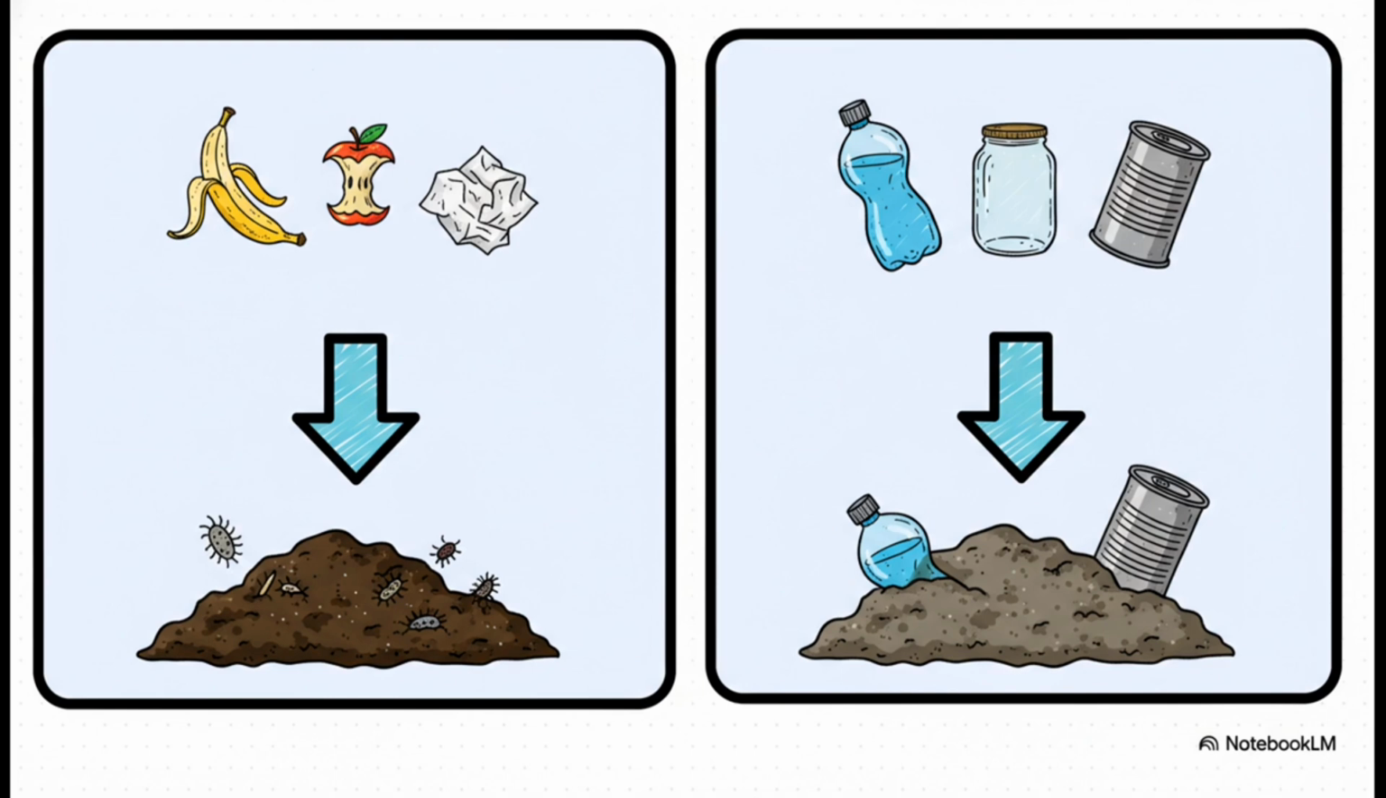But then you have the really problematic stuff, non-biodegradable waste. Things like plastic bottles, glass, metal cans. These things, they just don't break down. They'll sit in the environment for hundreds of years, causing all kinds of pollution.